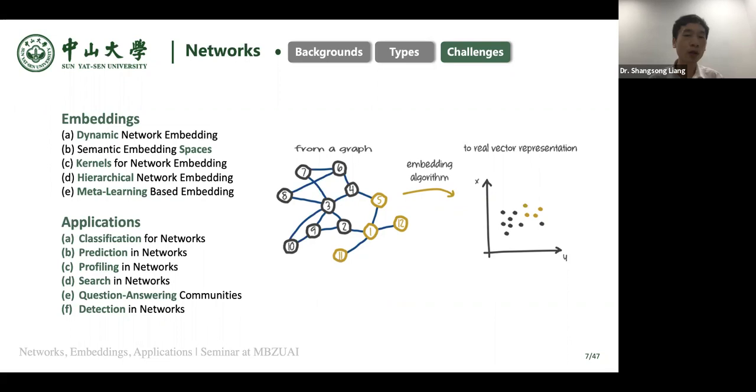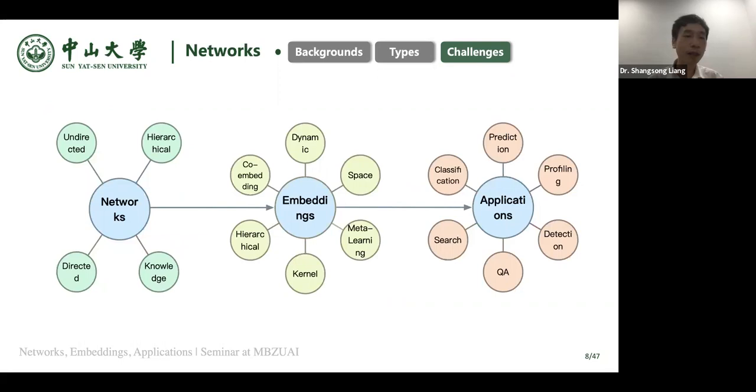Here is the overview of my seminar today. We discussed different categories of networks: indirect networks, hierarchical networks, direct networks, and knowledge graphs. And sometimes the networks are dynamic, not static. Then we will move to the next part, where I would like to introduce some graph neural network embedding algorithms that were proposed in our lab.